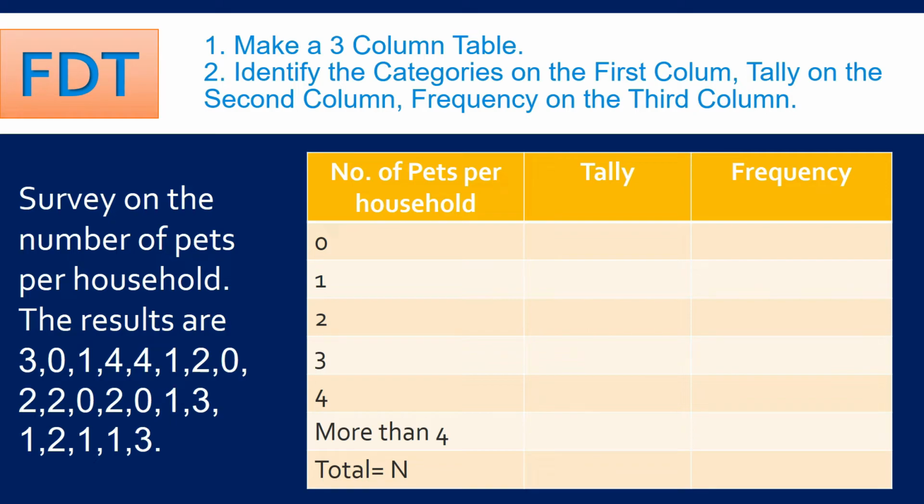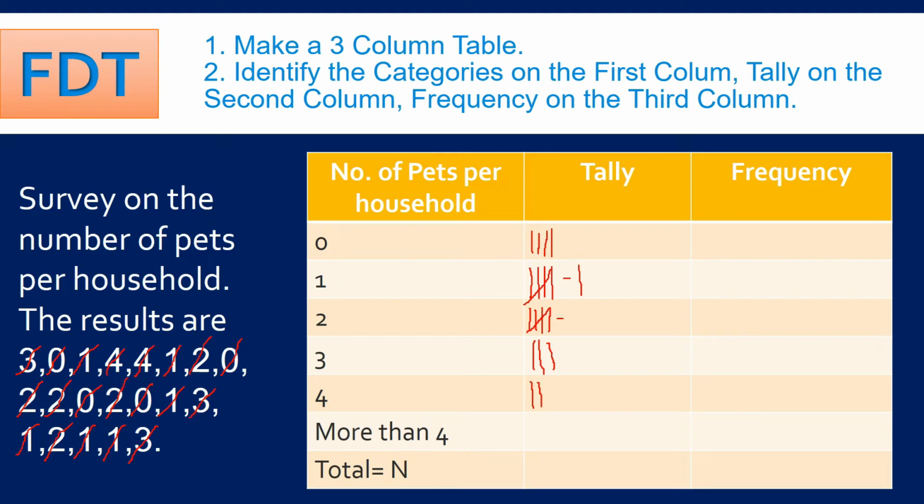So this is how we are going to tally. So we are going to look at the raw data. So we have here the results are 3. So we are going to cross out number 3 and we are going to record it on the tally. Next number is 0. We will cross it out and then we will place it on 0. Next number is 1. The same thing. We will cross it out and we will tally in number 1. Okay. After doing this, we will count the tally and we will write the number.